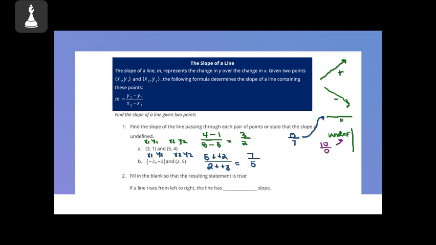Based on these images here, this next question should be pretty easy. If a line rises from left to right, what kind of slope does it have? Well, the one that's going up is this first one here, and that is positive, or if you want to actually write the word out, positive.